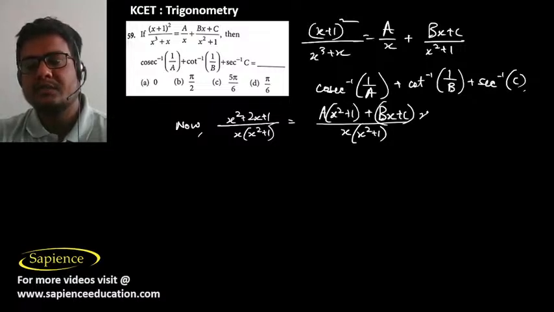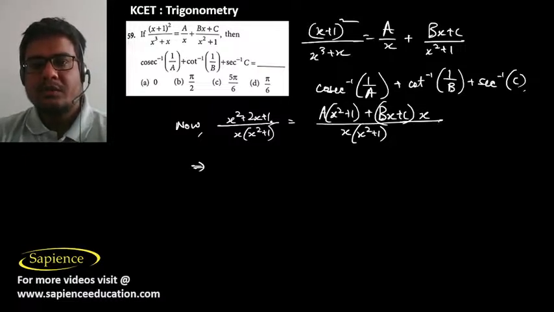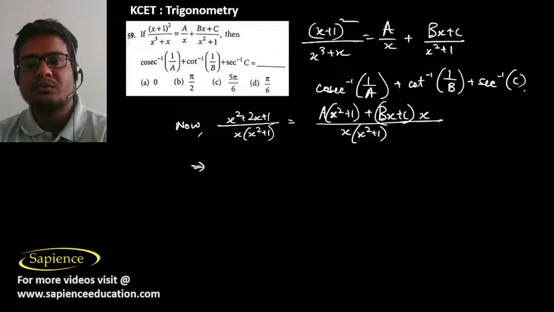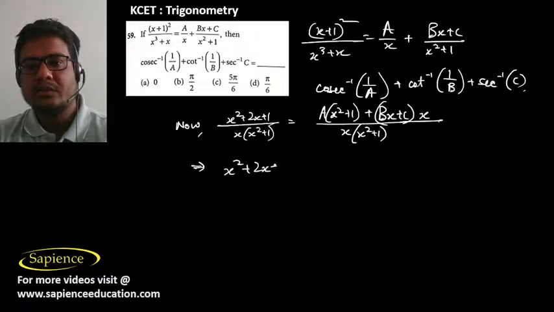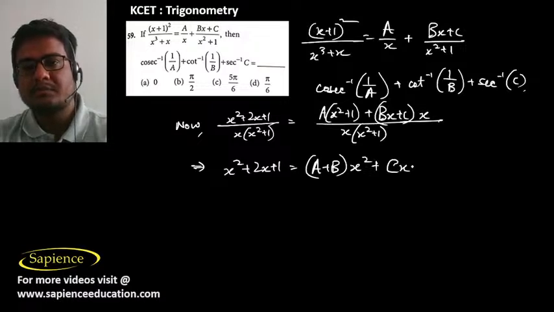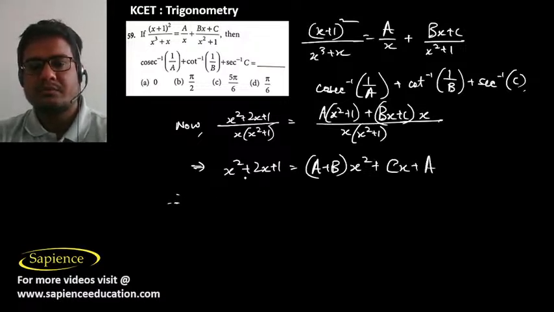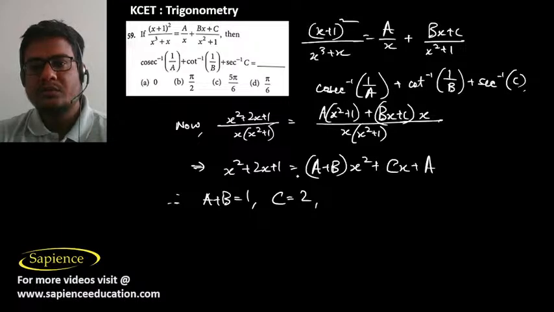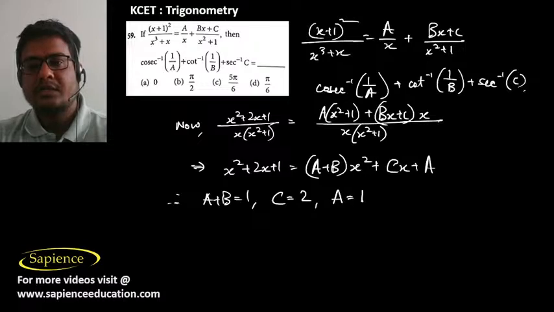So therefore if we compare the numerators on both sides, then we will get x square plus 2x plus 1 equal to (a plus b) x square plus cx plus a. So now if we compare the coefficients of x square, then a plus b is equal to 1, and comparing the coefficients of x, that would be c is equal to 2, and comparing the constant terms on the left and right hand sides, then we will get a equal to 1. So if a equal to 1, then b will be equal to 0.